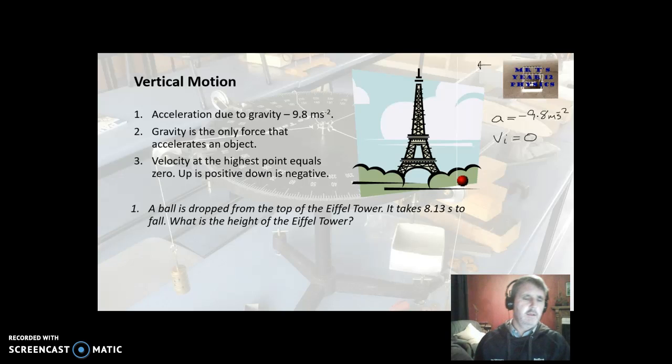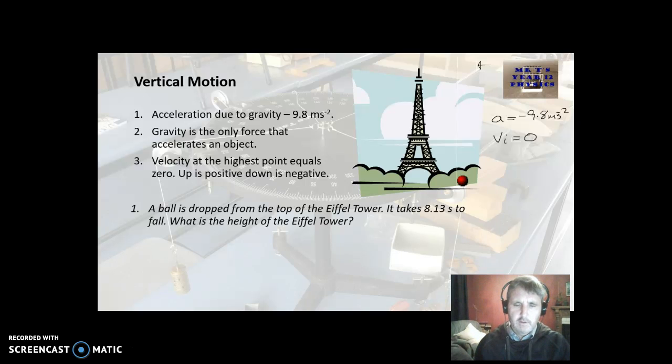So here's our specific question that we're going to pull apart and just see how this works. The question is, a ball is dropped from the top of the Eiffel Tower, this being the Eiffel Tower, and the ball was up here. It takes 8.13 seconds to fall. What is the height of the Eiffel Tower?